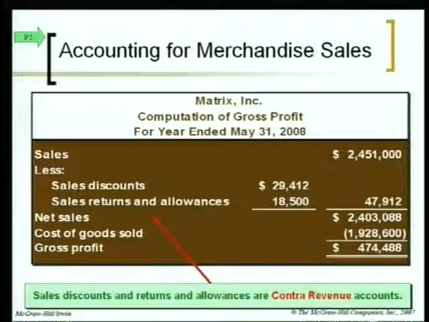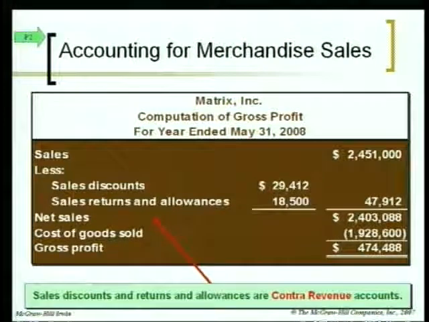Now, I'm going to say something real important here, okay? So while on the purchase cycle, we do not have specific accounts that are debited and credited called purchase discounts and purchase returns and allowances, we don't have those, do we? In any of those entries we made on exercise 5.1, did we ever debit or credit an account called purchase return or purchase allowance? We did not. But on the sales cycle, we do have those accounts. We do have those accounts.